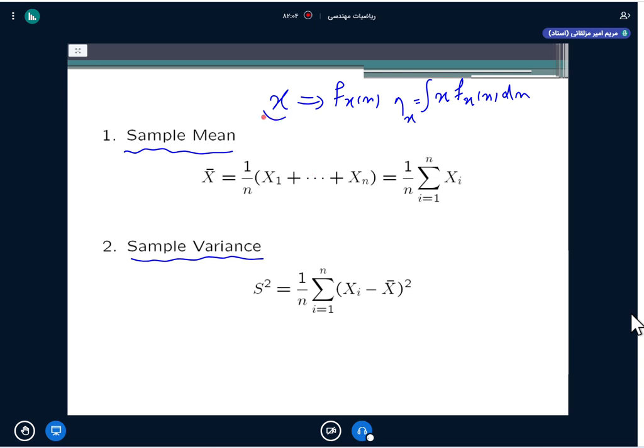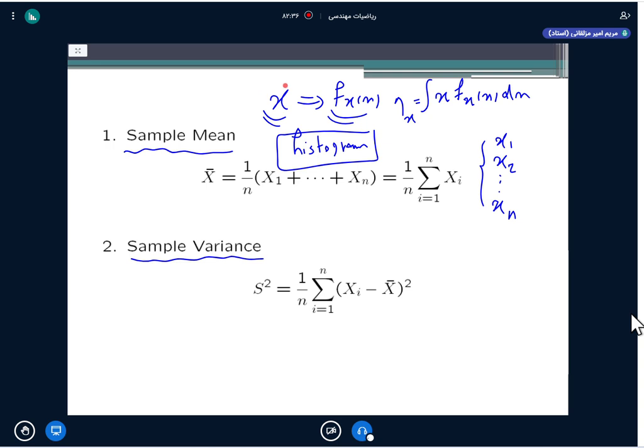If we don't know the PDF of the random variable x, but we know many samples of this random variable, for example n samples. Previously, in plotting a histogram, we discussed the samples of random variables. x1, x2, and xn are the samples of a random variable.